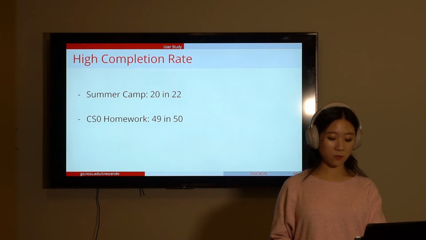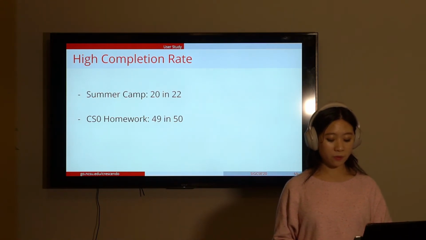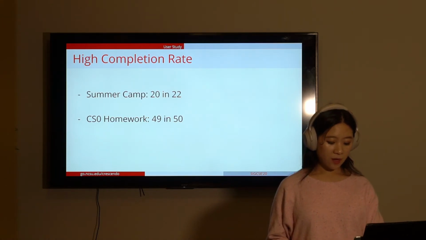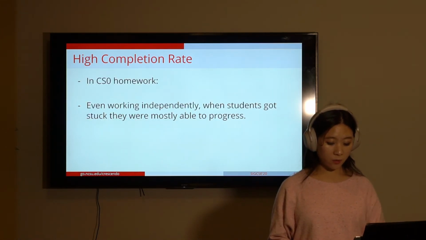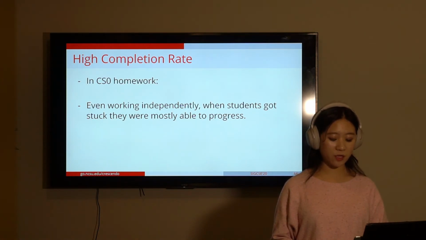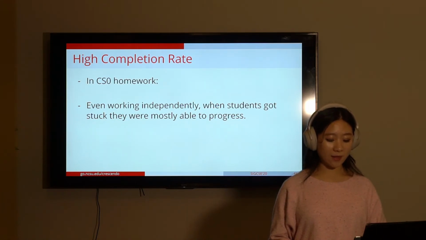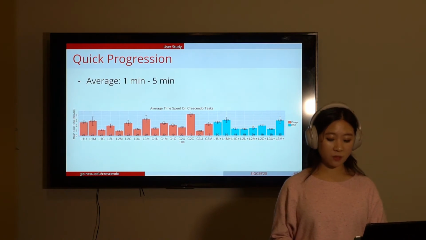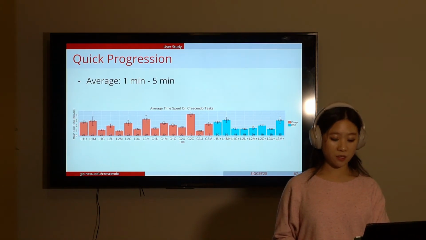We noticed that most students made it to the end of the practice series. In the CS0 homework group, no one was monitored during the students' progress. While this was an assigned homework and students get credit for it, this is a much higher completion rate than the other course homework. In the CS0 homework, while our goal was to see if students feel supported enough by Crescendo to keep going, we did find that students, while working independently, were still able to progress when they got stuck. We also calculated the average time students took to finish each task in Crescendo.